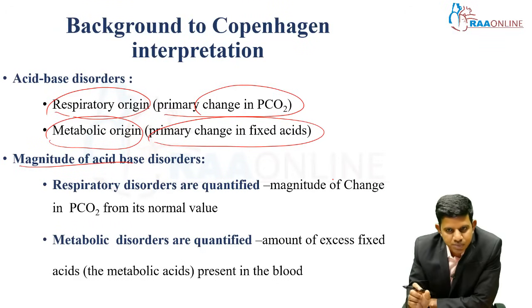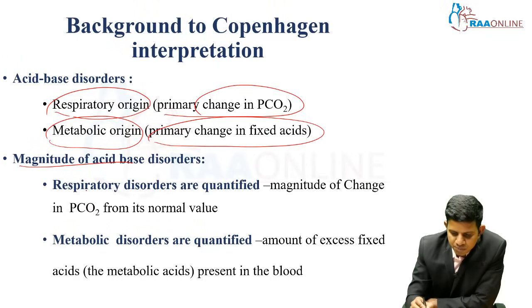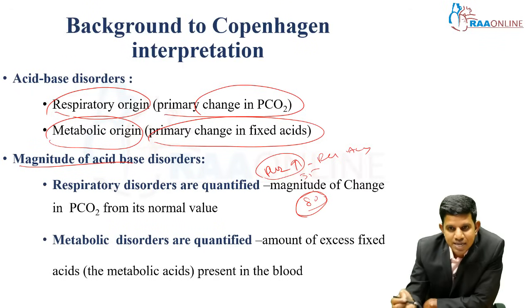For example, if the pH is low with a high PCO2, we call it an acid-base disorder of respiratory origin, a respiratory acidosis. Second, if one patient has a PCO2 of 55 and another patient has a PCO2 of 80, the patient with PCO2 retention up to 80 has a greater respiratory acidosis. The magnitude of change in PCO2 gives an idea about the magnitude of the acid-base disorder.